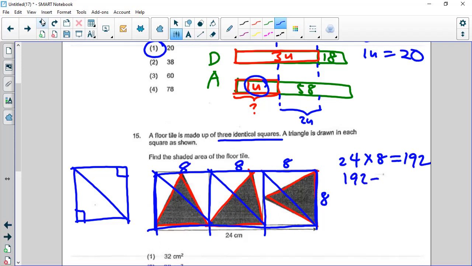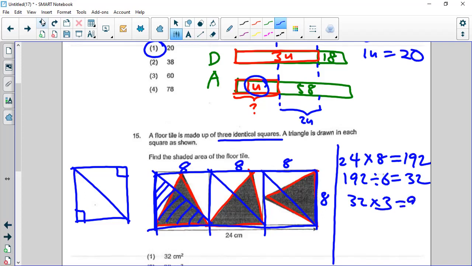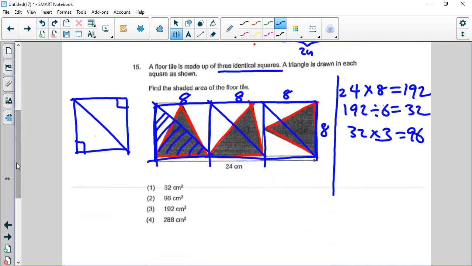I just take 192 divided by 6, okay, to get the area of what? The area of a right angle triangle, which is also the area of a red triangle. So 192 divided by 6, I get 32. And then I take 32 just times 3. Why times 3? Because there are 3 red triangles. So 32 times 3, so I will get 96, which is the shaded area. Okay, the shaded area is 96 centimeters square.